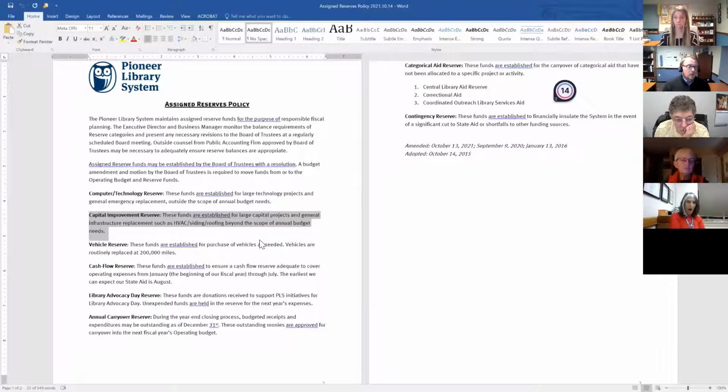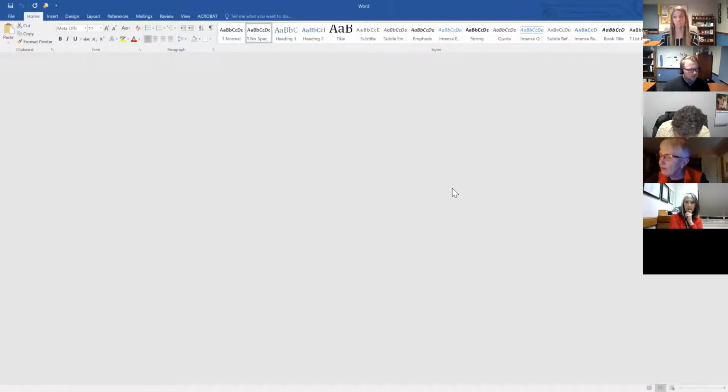So if you have reserve funds, you have to have a policy that goes with it. If you don't have a policy, you can go ahead and grab this one. I put it right on there for you, so you can edit this away if you'd like. But you should have one if you're doing any type of reserve funds that you have. Any questions on either of those points?